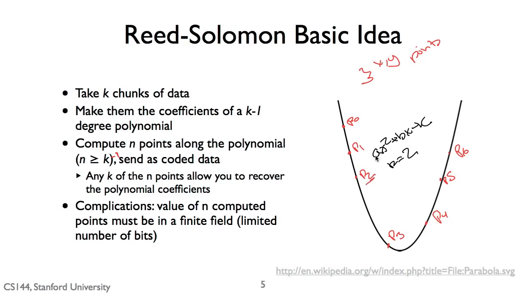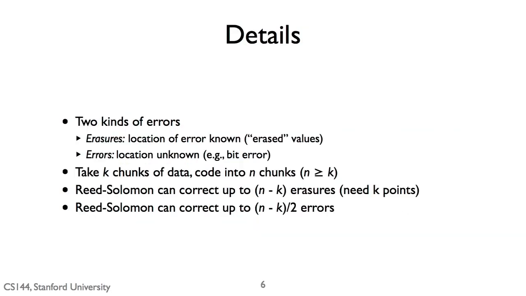It's not like suddenly a is 1,000,000, and then that means that P6 is something totally off the charts, and I can't represent it in a finite space. And so that's one of the other complications that I'm not going to go into. But this is the basic idea: I represent the data as coefficients of a polynomial. I compute points along the polynomial, then I send those points, and then the other side from those points can reconstitute the coefficients. Now, a little bit more detail in terms of what Reed Solomon can do for you.